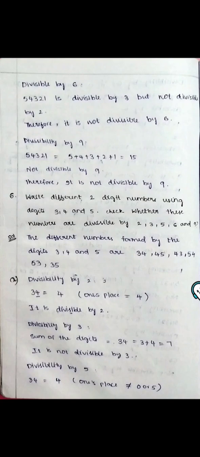So if you check the divisibility rule for 2, the ones place digit should be 0, 2, 4, 6 or 8. So it is falling under the condition. So we can say that 34 is divisible by 2. Divisibility by 3 is the sum of the digits. 3 plus 4 is equal to 7, which is not divisible by 3. And divisibility by 5: the ones place digit is not equal to 0 or 5. So we can say that 34 is not divisible by 5.